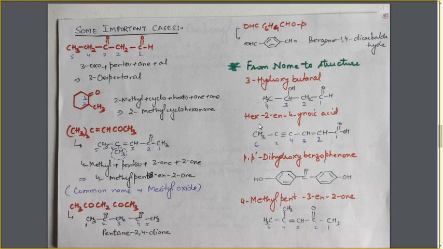hex-2-en-4-ynoic acid. In this case, first see the root word is hex. Write 6 carbon atoms in a straight chain and number them 1, 2, 3, 4, 5, 6. Now there is no substituent. Now let's see the secondary and primary suffix, what are they? Here it is en as well as yn. So en indicates double bond and yn indicates triple bond.